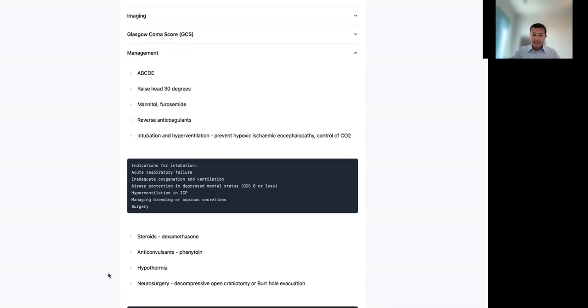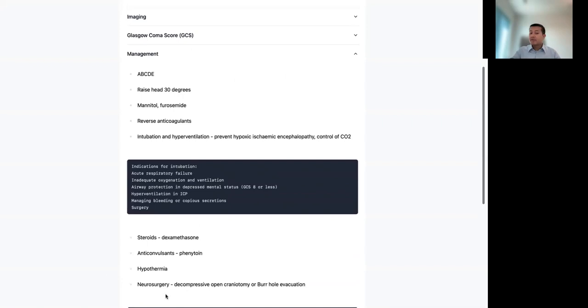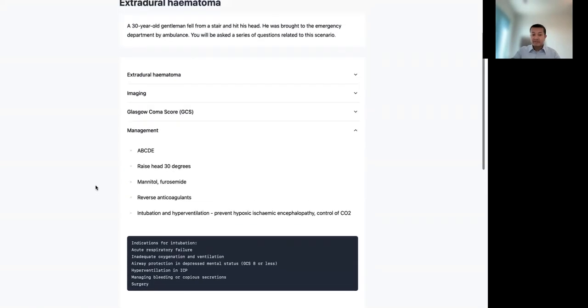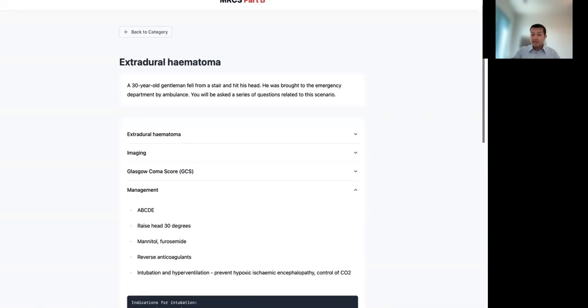Great, come back to the station. The last step would be neurosurgery, obviously compressive craniotomy or burr hole evacuation if it's an emergency. Before we move on, there are general indications for intubation. So tell me, what are the indications for intubating the patient?